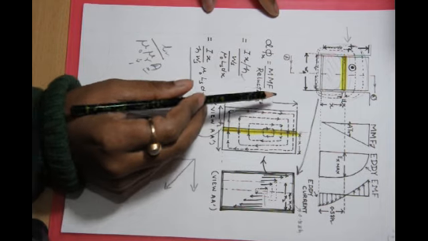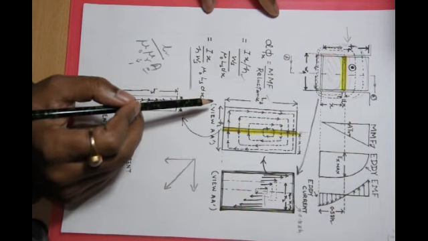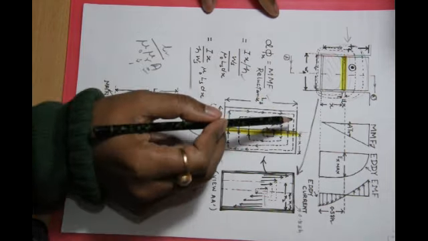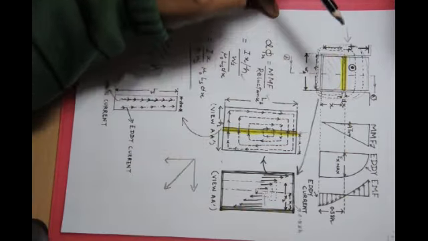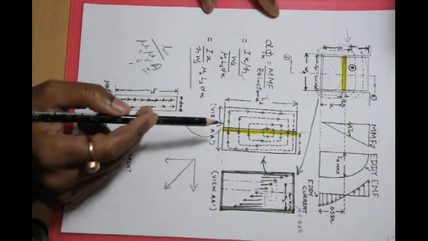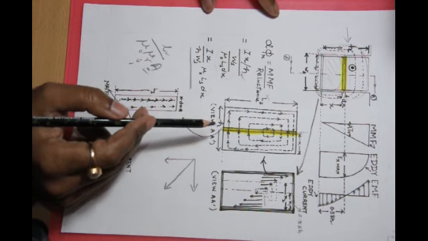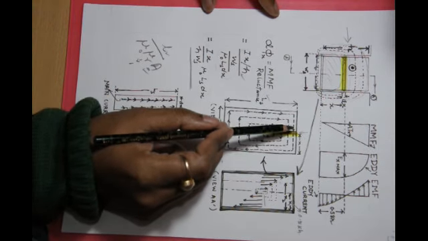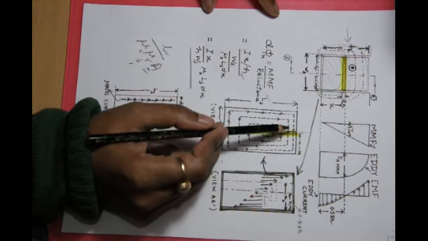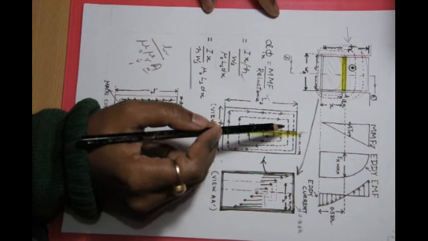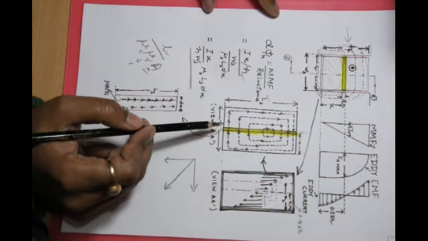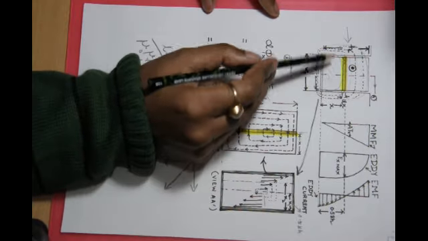It is of length ls, and this element when viewed along this section looks like this, and the resistance of this element is rho L by A, which is rho ls by B into dx.